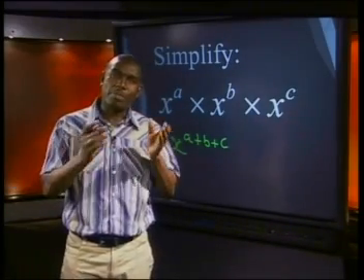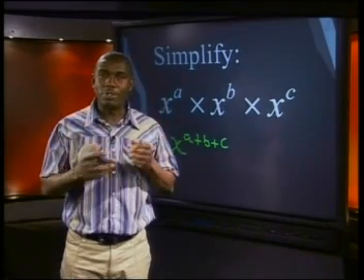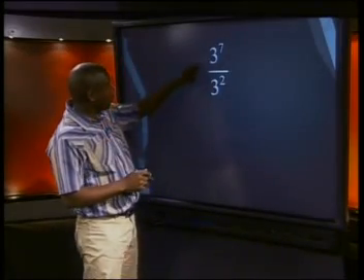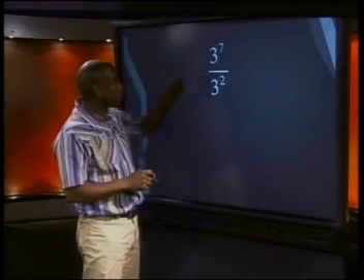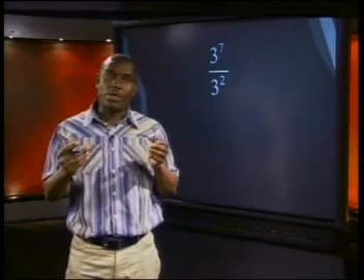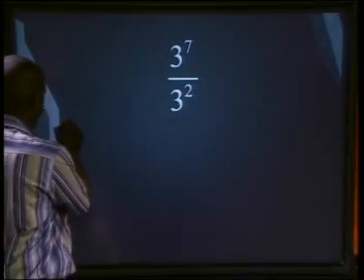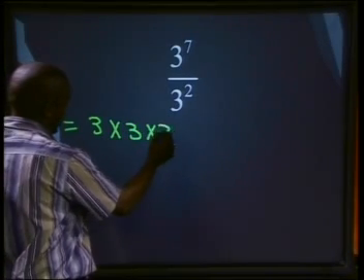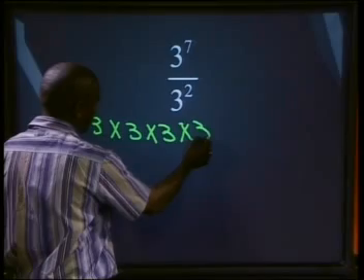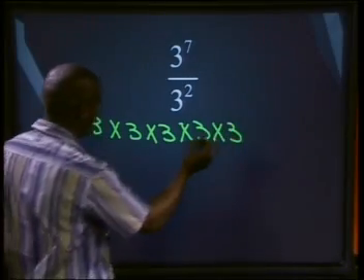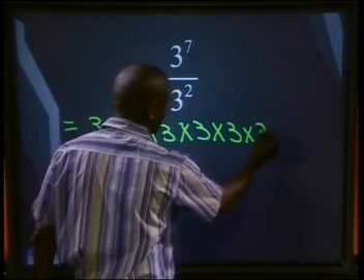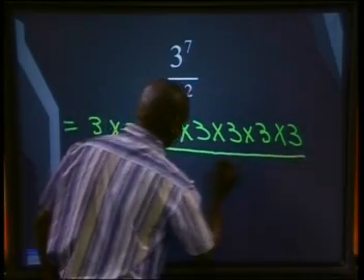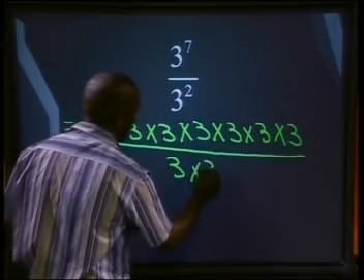If you could find a rule for multiplying powers, let's see if you can find a rule for dividing powers. Let's start with an example again. What is 3 to the power of 7 divided by 3 to the power of 2? We can write it out like this. 3 times 3 times 3 times 3 times 3 times 3 times 3, 7 times, divided by 3 times 3.